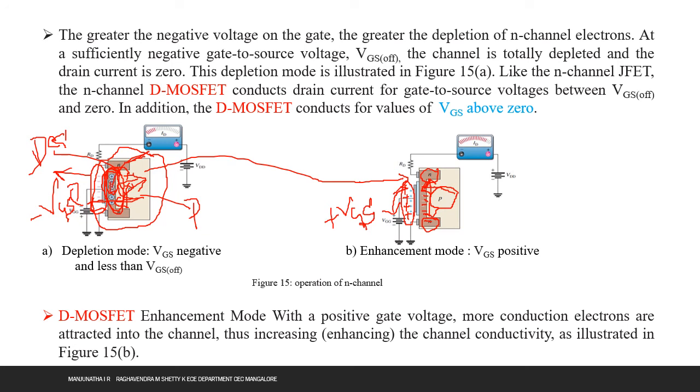If we decrease the channel width, it is going to operate under depletion mode. If we increase the channel width, it means it is going to operate under enhancement mode, or enhancement MOSFET. Okay, very important.